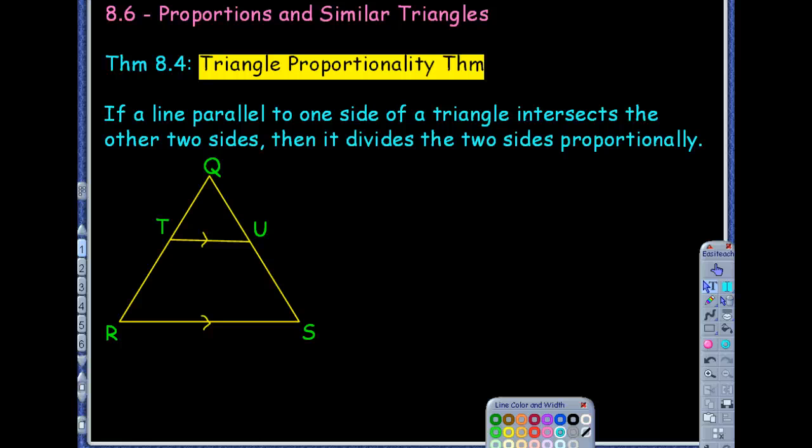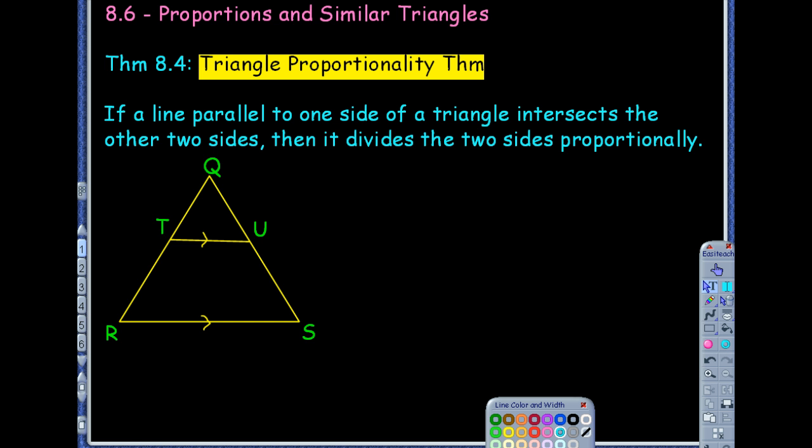Section 8.6 is going to continue with some of the ideas with similar triangles, but we're going to throw in some other unique things about proportions. Not everything is going to be involved with strictly similar triangles. Okay, so just remember that. We do have several theorems to learn.